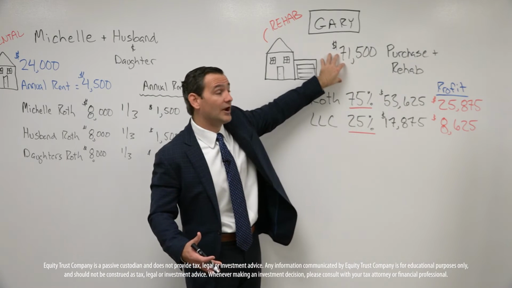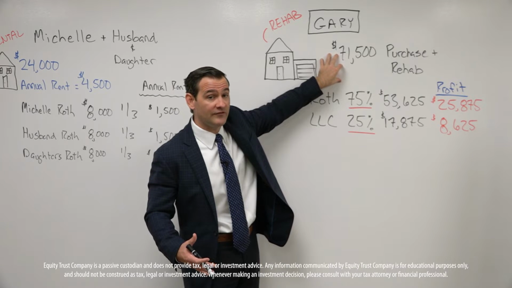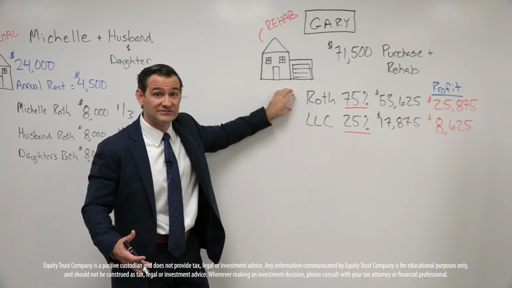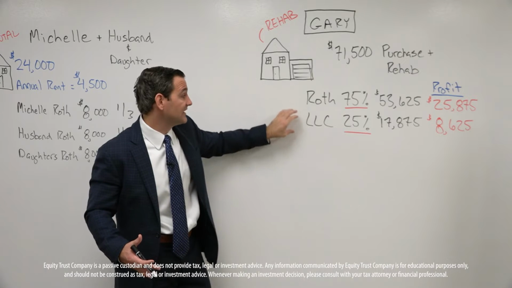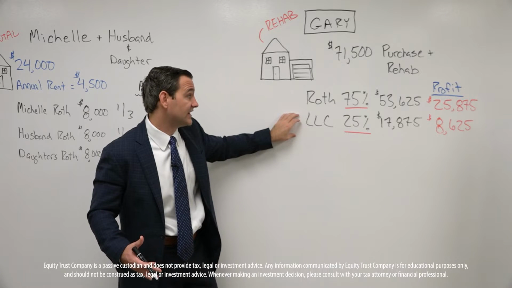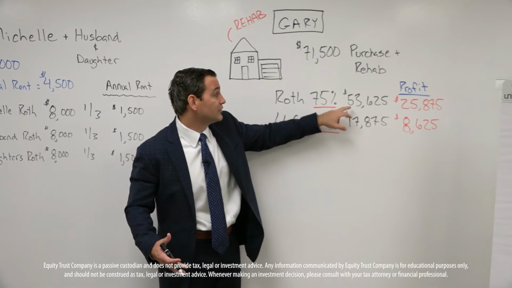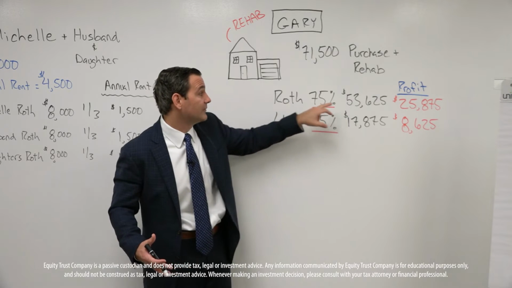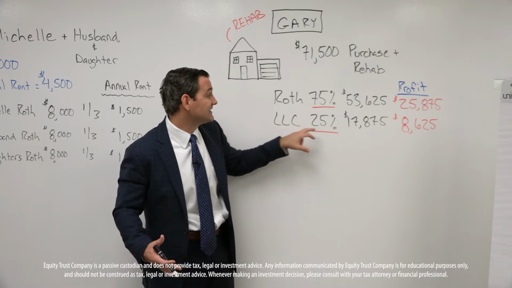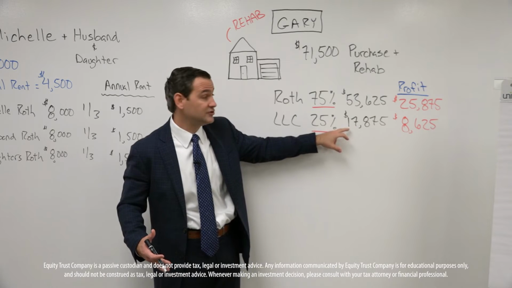So again, from the top, bought it for all-in purchase and rehab, 71.5. Roth IRA was on deed for 75% interest. LLC on deed for 25% interest. On the purchase and rehab, 53 was kicked in from his Roth and some change. And then his LLC kicked in 17 and some change.